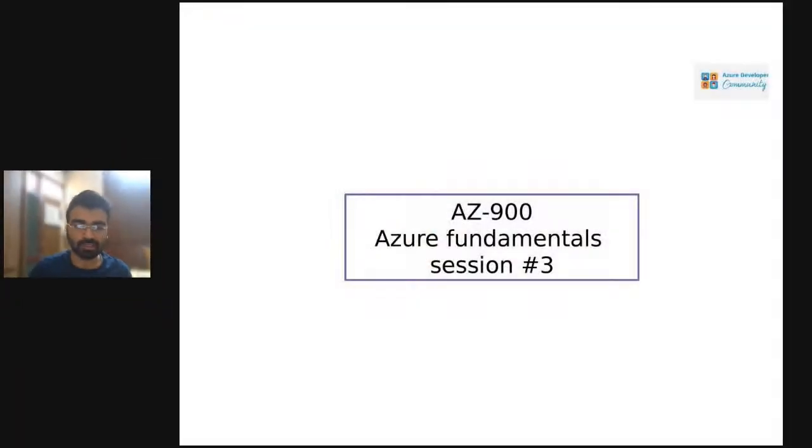So today we are going to discuss session three of the AZ-900 Bootcamp. In the previous two days, we discussed in brief the concepts of Azure and cloud computing and all that stuff. Now we are just going to revisit those things again, and then we are going to start with the session.